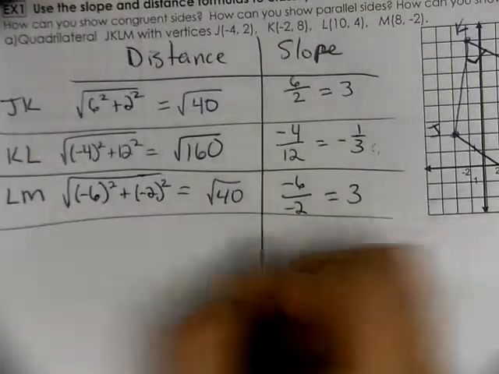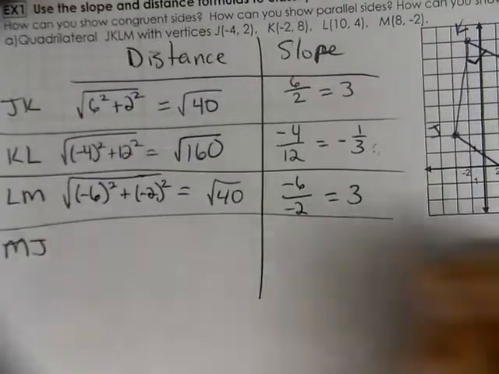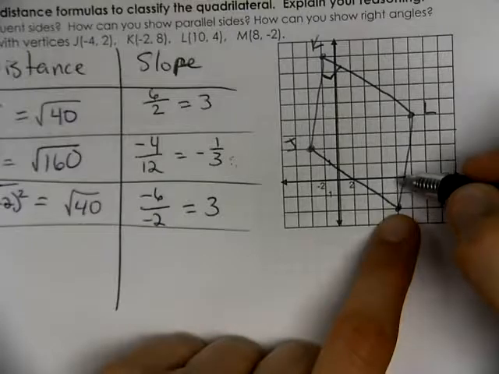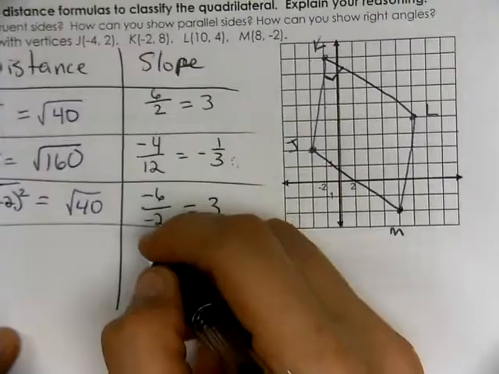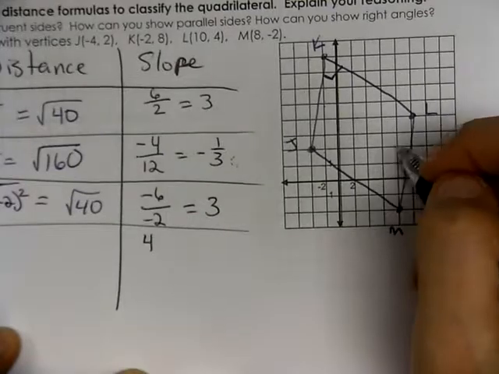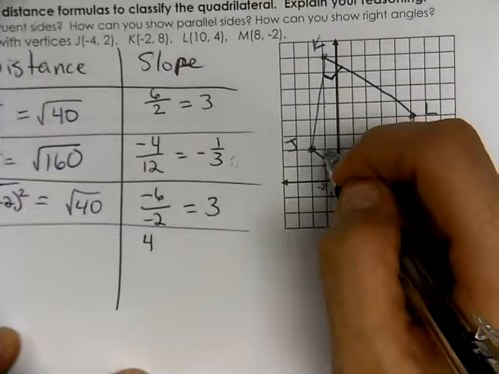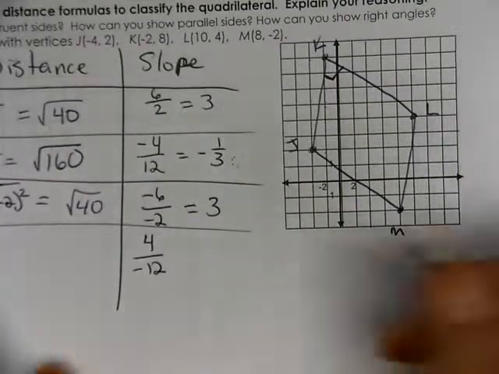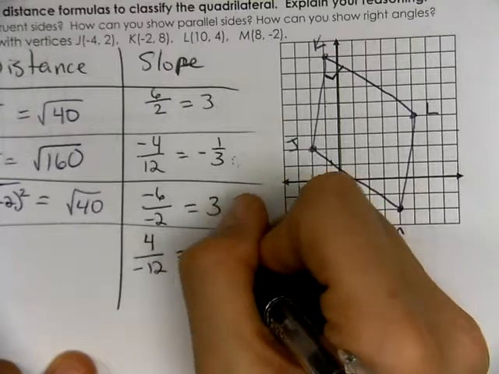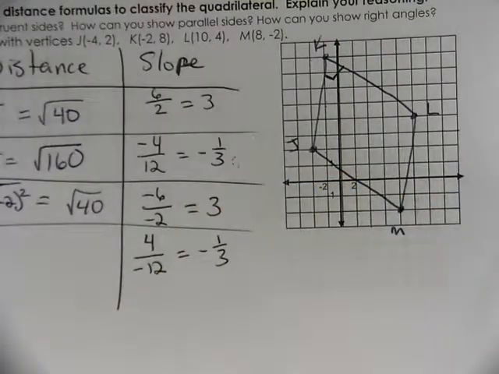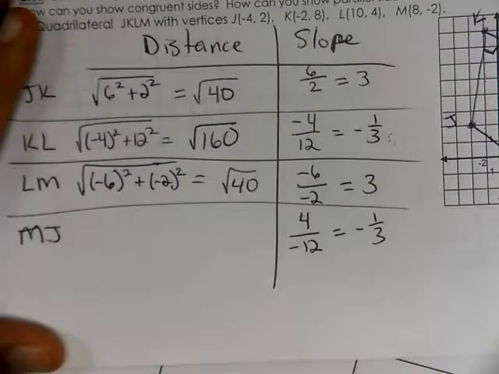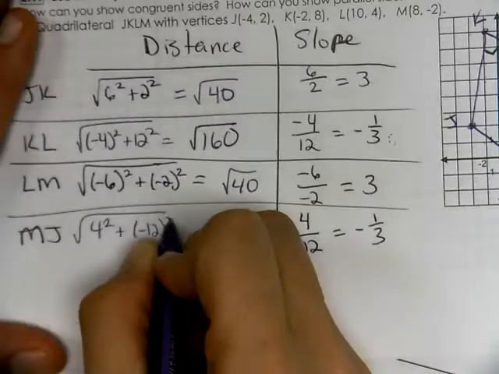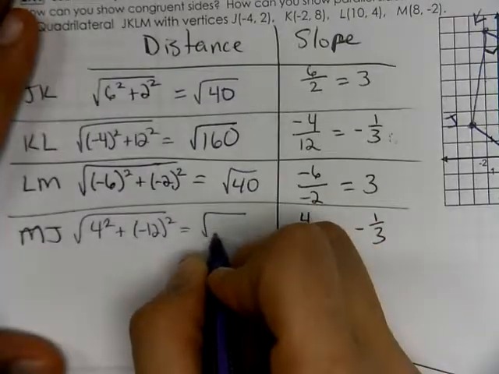Okay, last one is M to J. So M to J, I go up 1, 2, 3, 4. But I go to the left 2, 4, 6, 8, 10, 12. So that's -12. So what is this reduced to? -1/3 again. So then my distance is 4 squared plus -12 squared, so square root of 160.